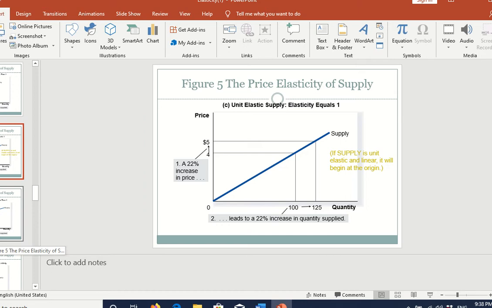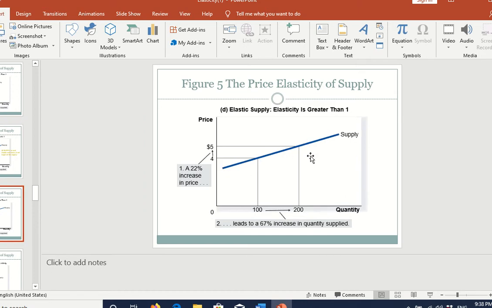And then we have an even flatter supply curve. Okay, so this is an elastic supply by definition. The price elasticity of supply is greater than 1. A 22% increase in price leads to a 67% increase in quantity supplied. So we have an elastic supply.